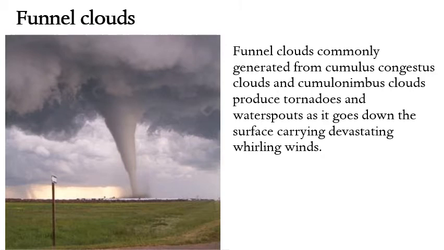At the top of the funnel cloud, or at the top of the tornado, is the cumulus congestus. But at the lower part of the cumulus congestus cloud, there is a funnel cloud, and the funnel cloud has a violent whirling wind that can devastate or destroy anything that comes in its path, being a tornado on land and a waterspout on the sea surface.